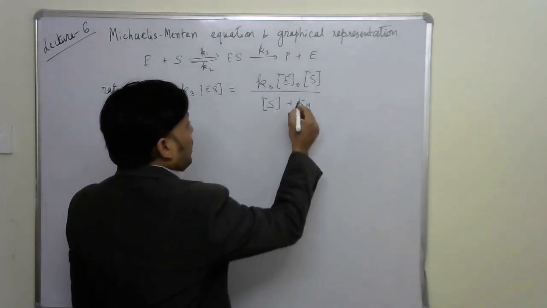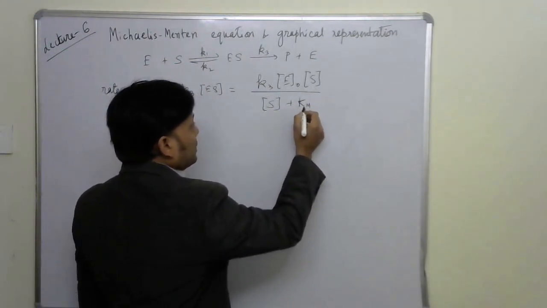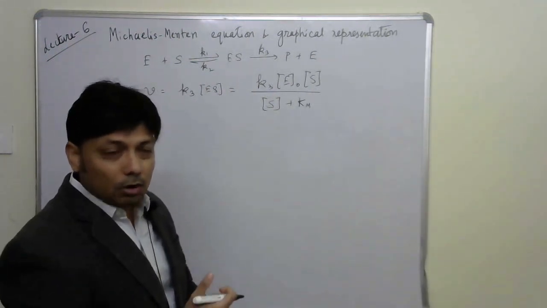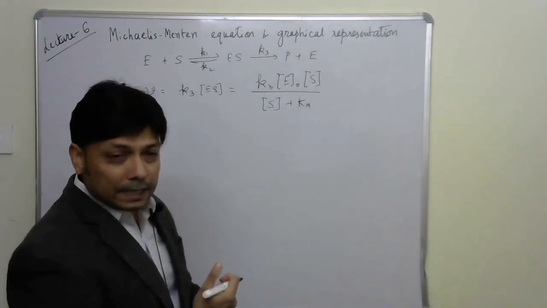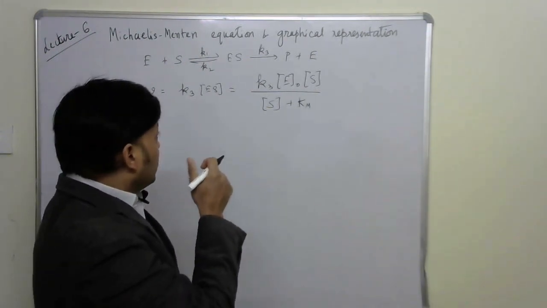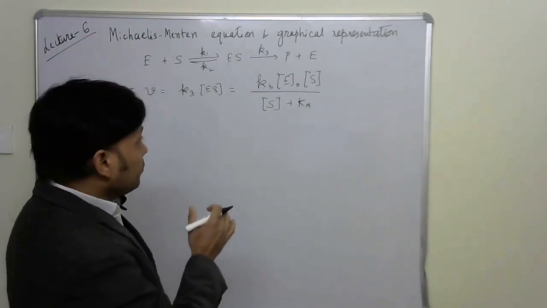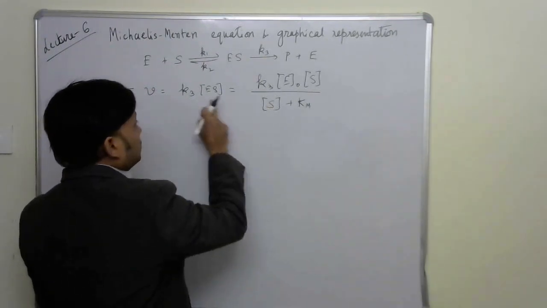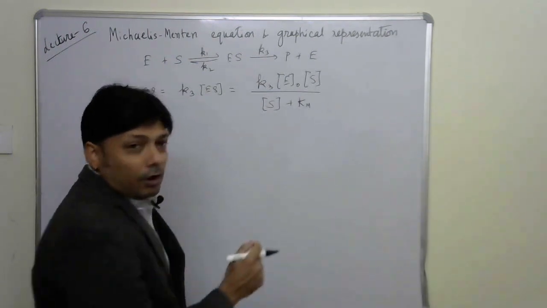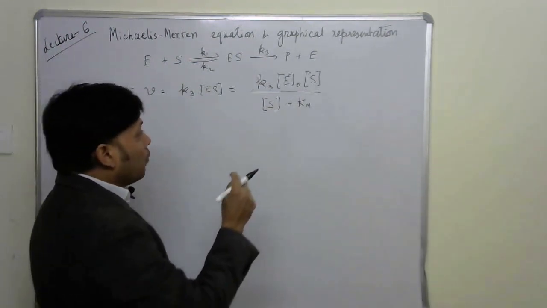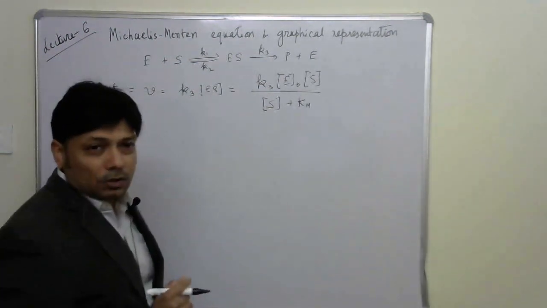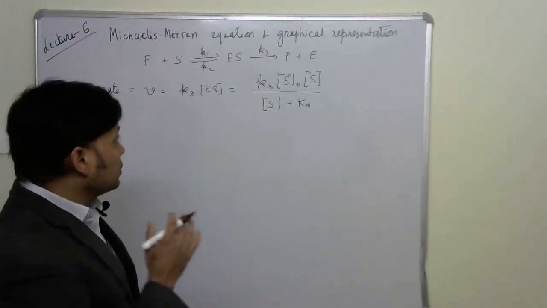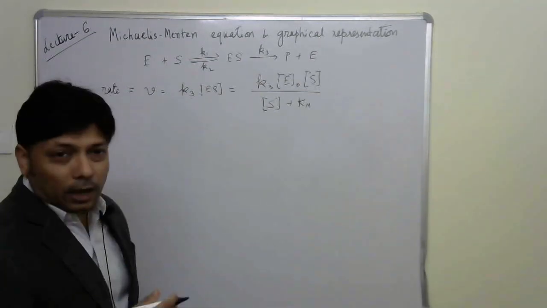We have a constant here, as I also mentioned last time, called the Michaelis constant, Km. In this lecture, first we will look at how this equation can be graphically represented, what the interpretation of the Michaelis constant Km is, and a few more important aspects of enzyme kinetics.